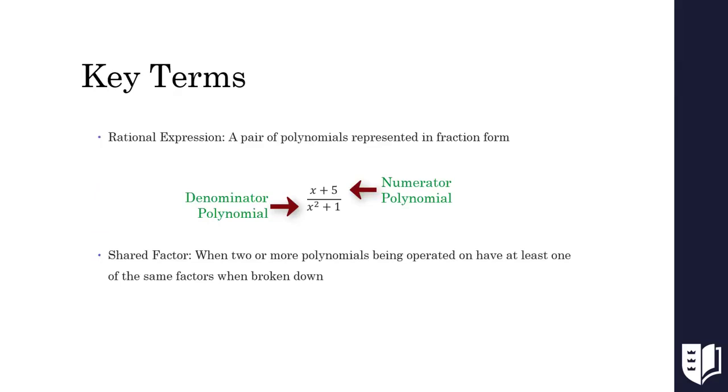First, we need to understand a couple of key terms before moving forward. A rational polynomial expression has one or more polynomials represented in fraction form. A shared factor is present when more than one polynomial has a common factor, after factoring. These shared factors will make operating on our expressions much easier.